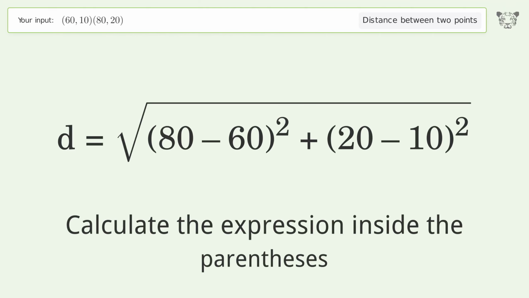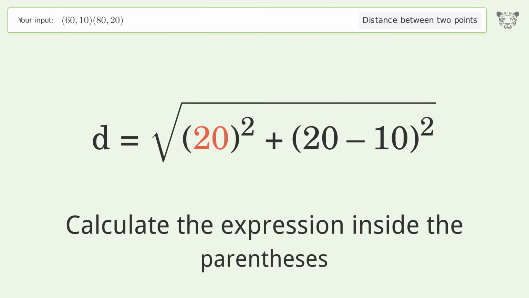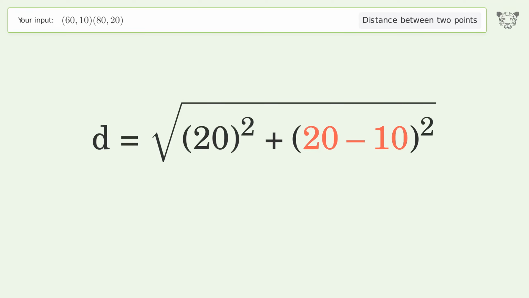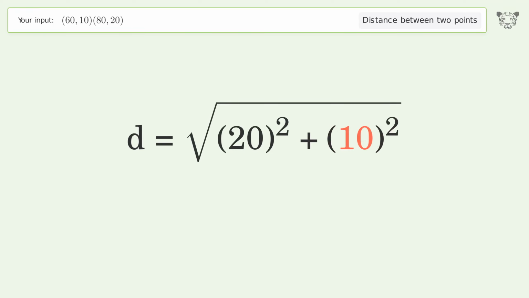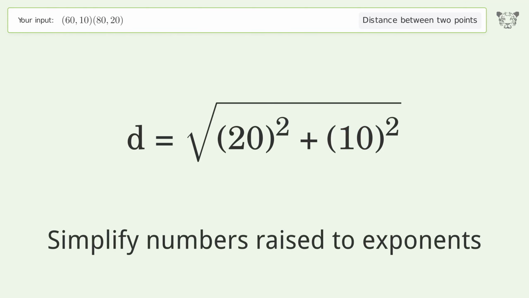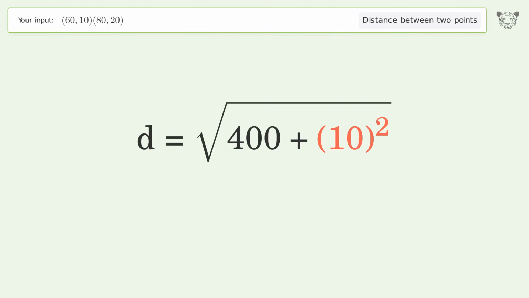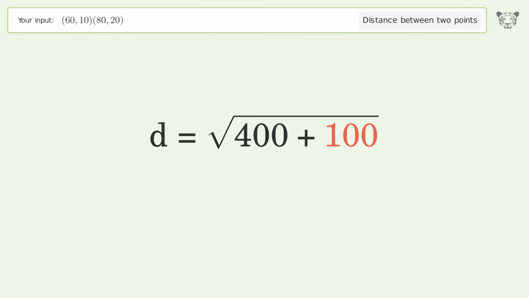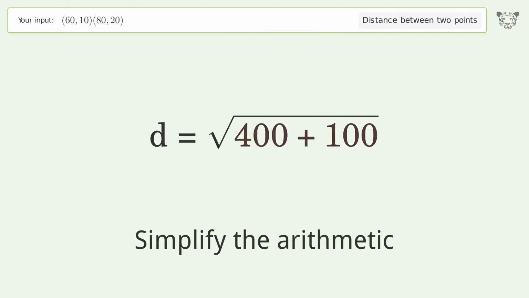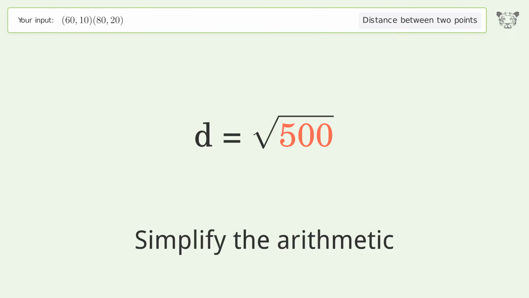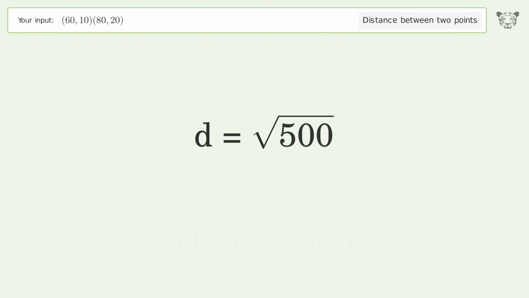Calculate the expression inside the parentheses. Simplify numbers raised to exponents. Simplify the arithmetic. And so the distance between the 2 points is the square root of 500, or 22.361.